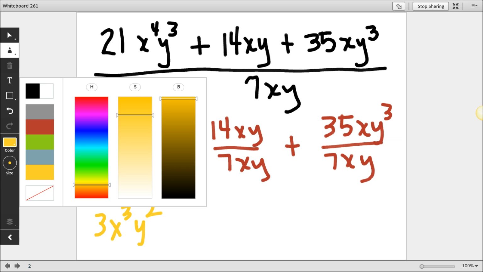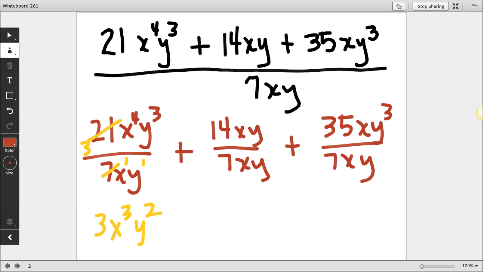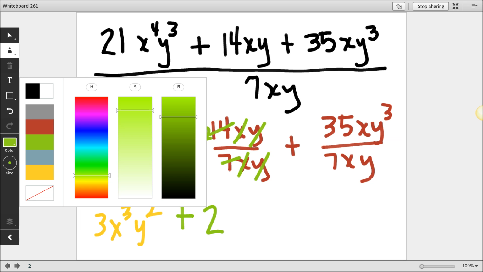Second term. We've got 14 divided by 7, which is 2. We've got an x on top and an x on the bottom, so those are going to cancel each other out. We've got a single y and a single y. Those are going to cancel. What's left for that middle term is 2.